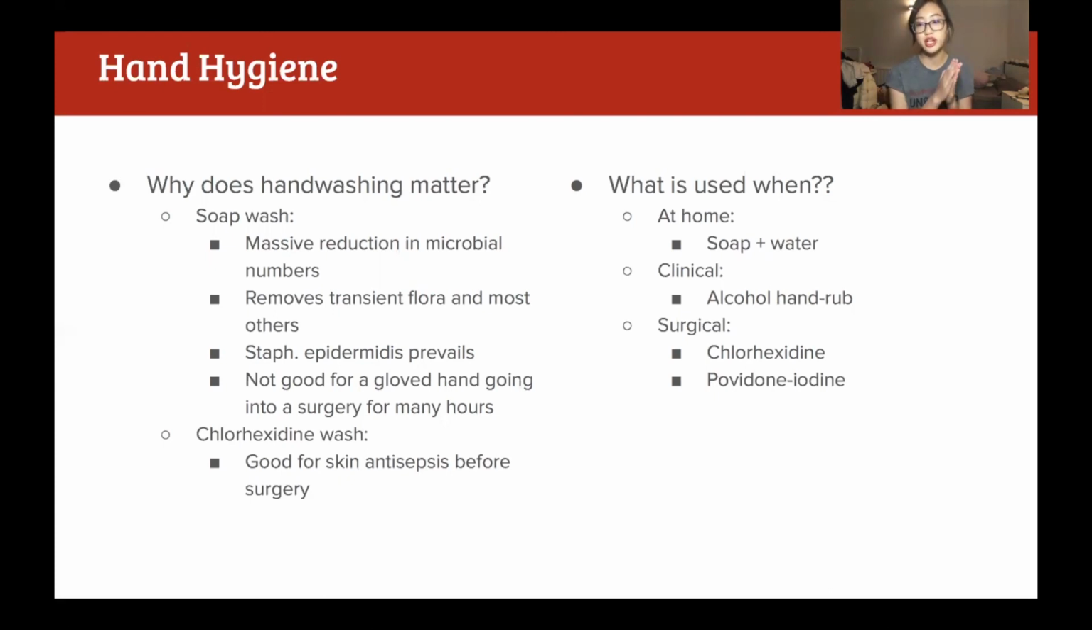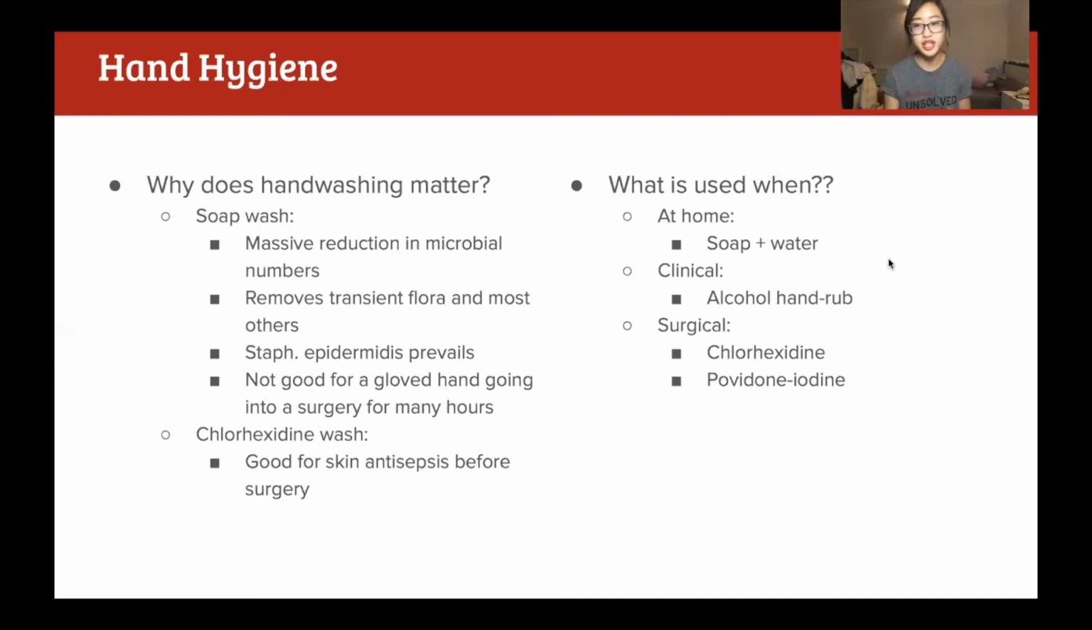It removes the bacteria that are not part of your natural flora, but it's not good if you're going into surgery and you need to be sure that you're not introducing anything horrible into the person's insides. So that's when you need your chlorhexidine wash. It's good for skin antisepsis before surgery. So once again, what is used when? At home, it's fine to just use soap and water.